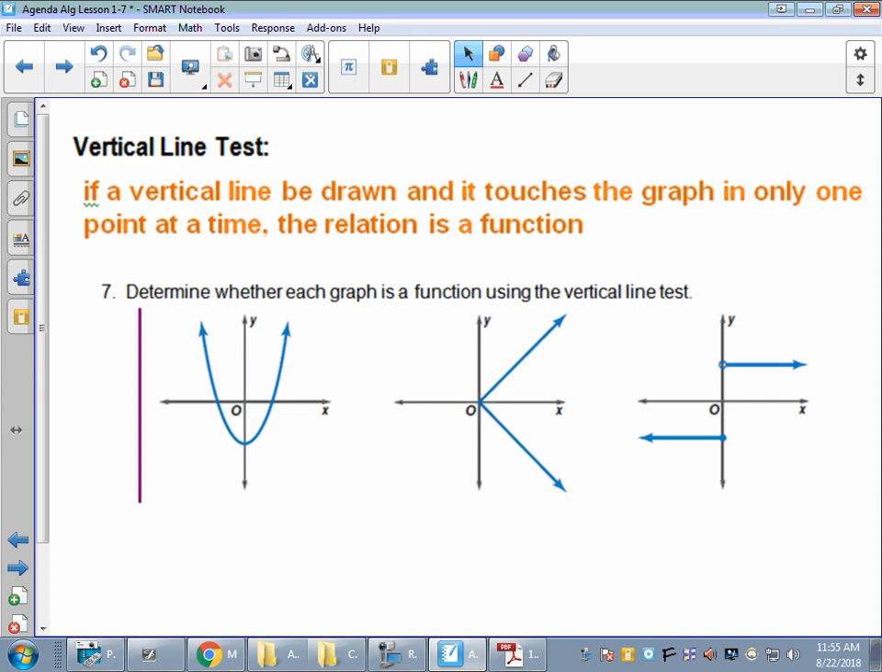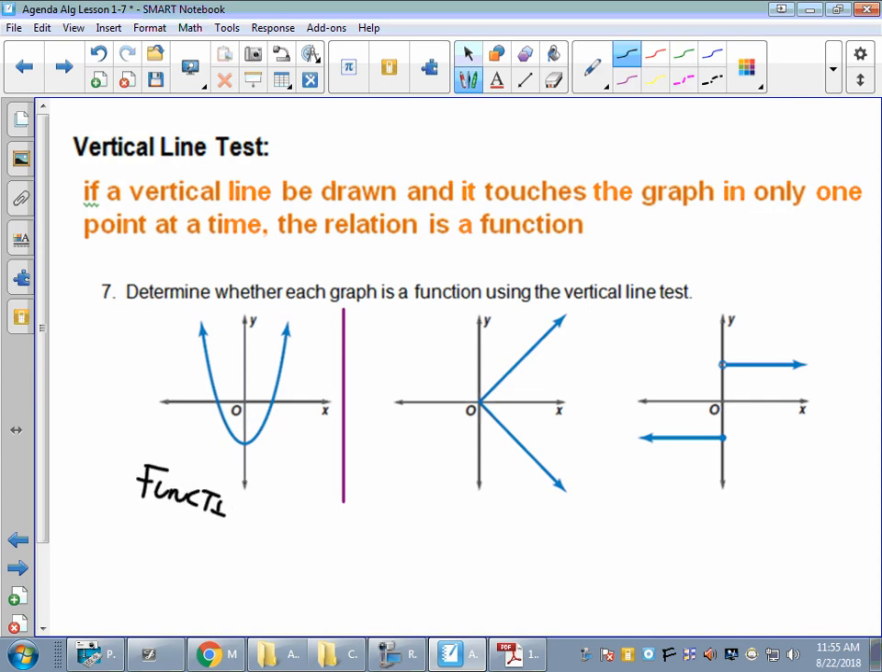So you could just draw one, but if you take a look as I run this over the line, here it is. It only touches that graph in one point the whole way through it. Every time I move it horizontally across, the vertical line only touches in one point. So this one would be a function. Okay? So we would say this is a function. And what's our reasoning? Our reasoning is it passes the vertical line test.